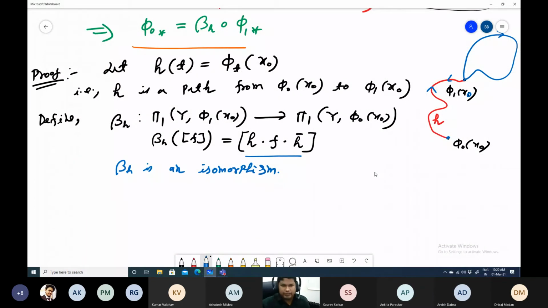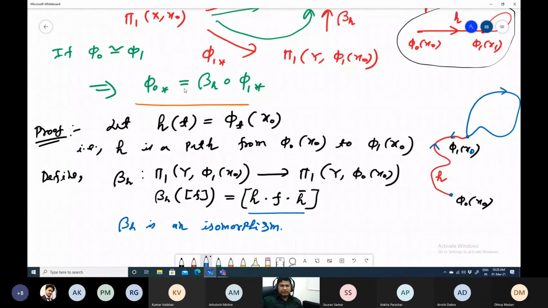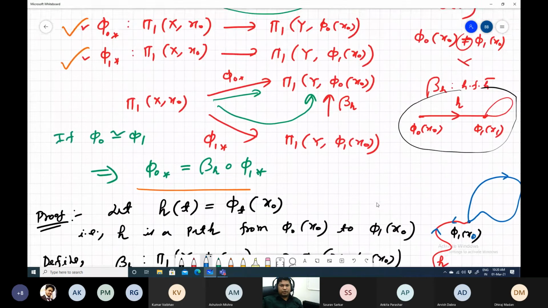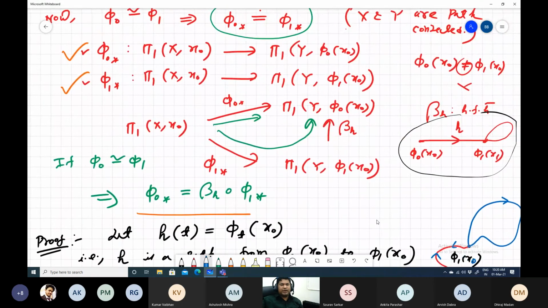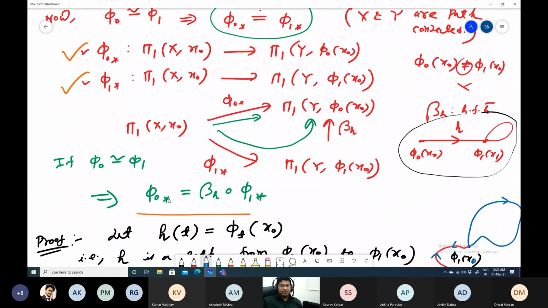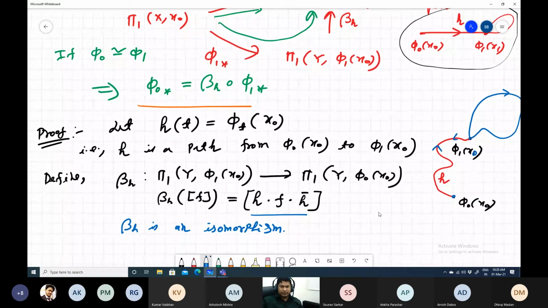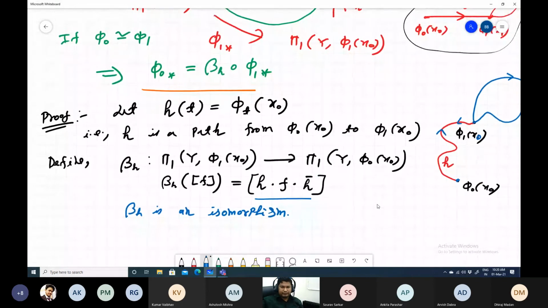Okay. Now this is an isomorphism. Now what we need to prove is this. So this is homotopic to this. Okay, so this is the same as this. So first of all, we will actually prove that phi 0 is homotopic to beta. Okay, so you will see what it should be. Okay, fine.